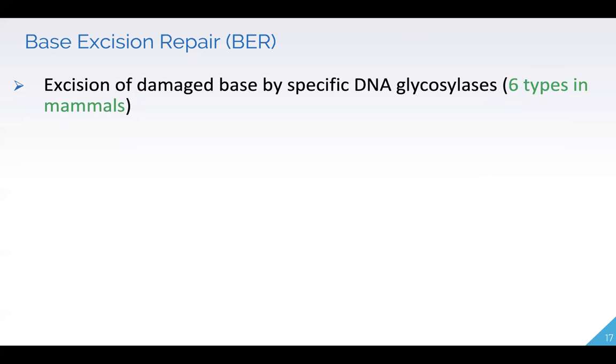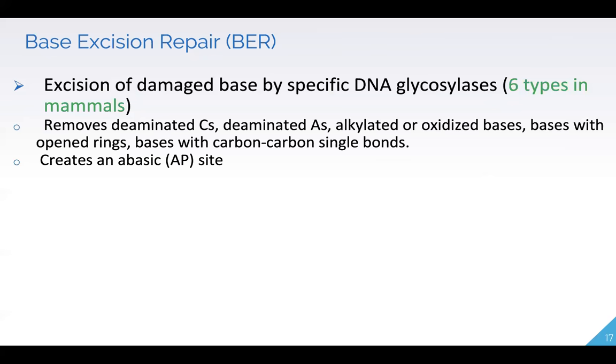and there are 6 types available in mammals. They basically remove deaminated cytosine, deaminated adenosine, alkylated and oxidized bases, bases with open rings, bases with carbon-carbon single bonds. In the process of repairing the lesion, they create what we call an abasic site, meaning they excise the nitrogenous base but leave the backbone intact. And I'll show you this in a second.